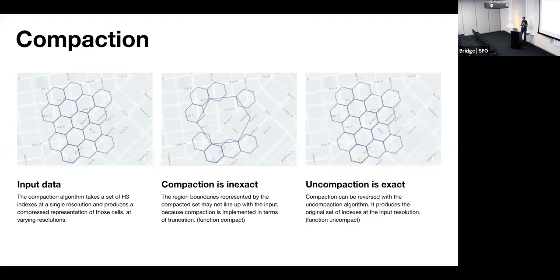However, this is a lossless compression mechanism, so we are able to uncompact it to the original resolution that it was at. And that is giving us the same set of cell identifiers that we had originally, so there is no shape error that's introduced when uncompacting it. However, there is shape error in the compaction, so that does mean that the compact representation is not representing exactly the same area.